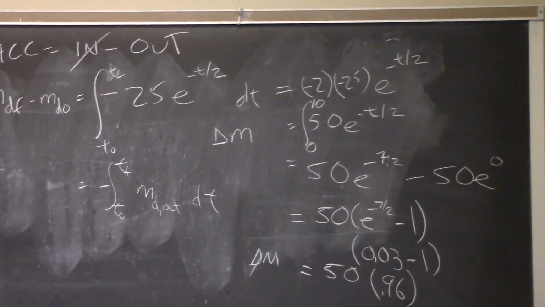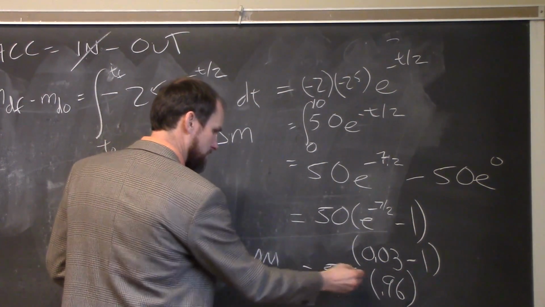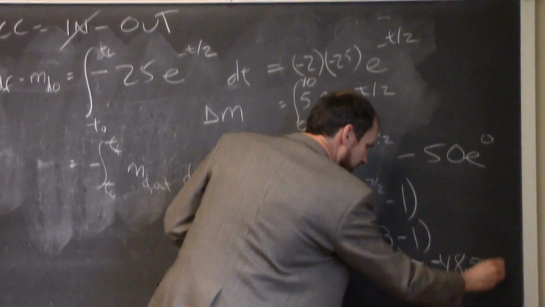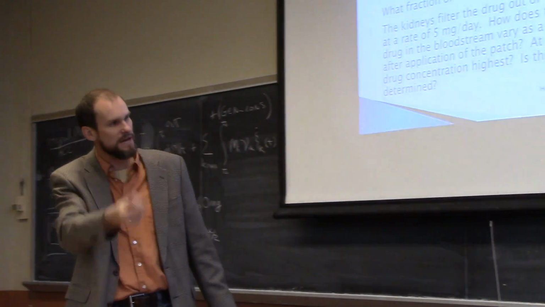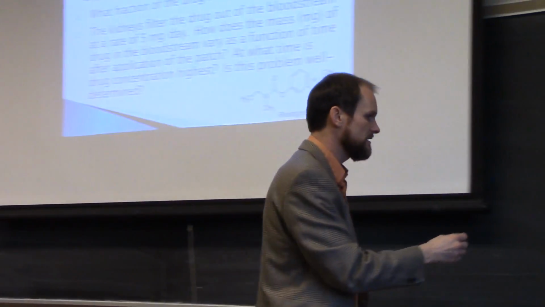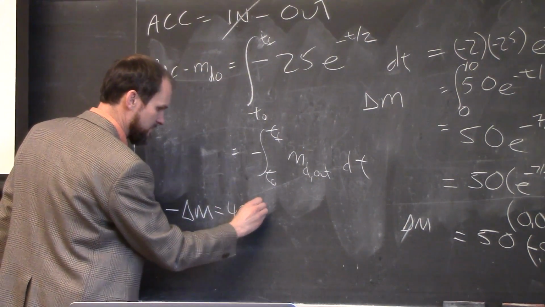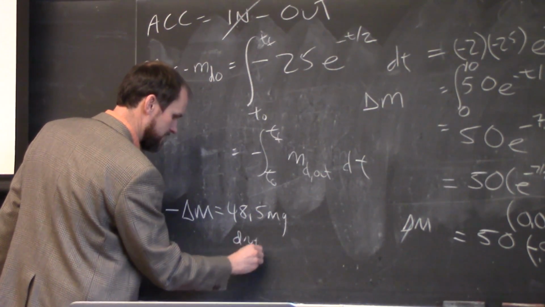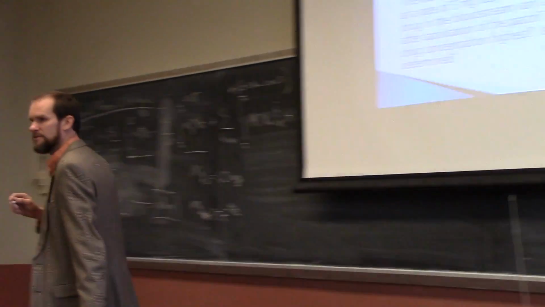So I'm going to have 48.5 milligrams released. That's the accumulation. The change in mass is minus 48.5. That's how much mass is removed, how much change in the patch. So minus that, 48.5, would be the milligrams of drug released. Questions?